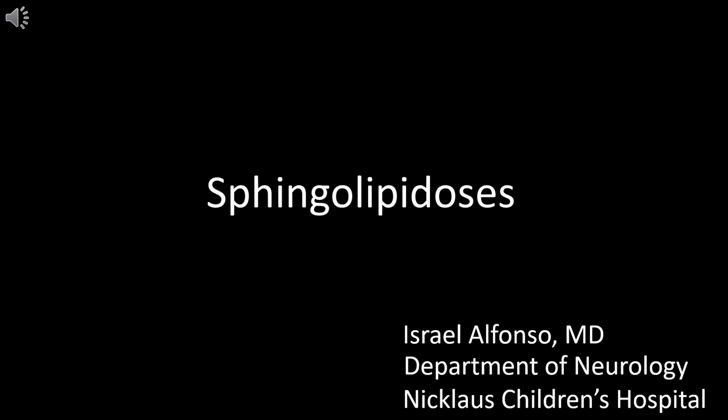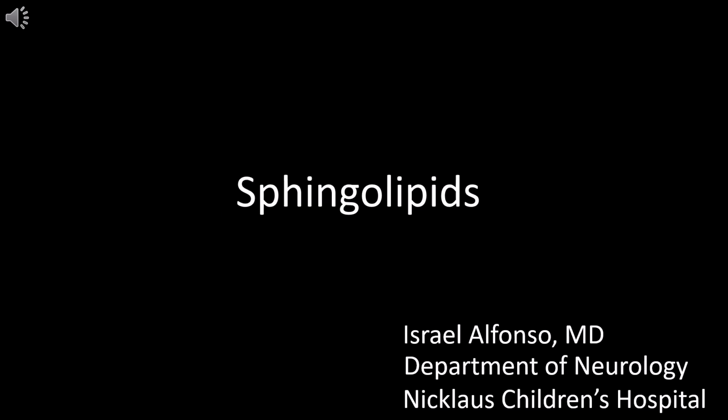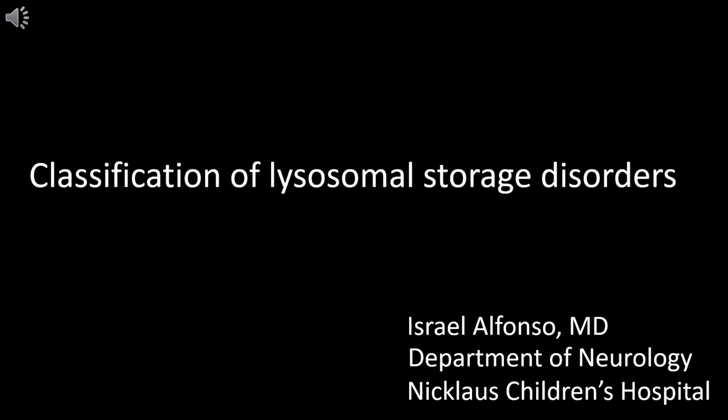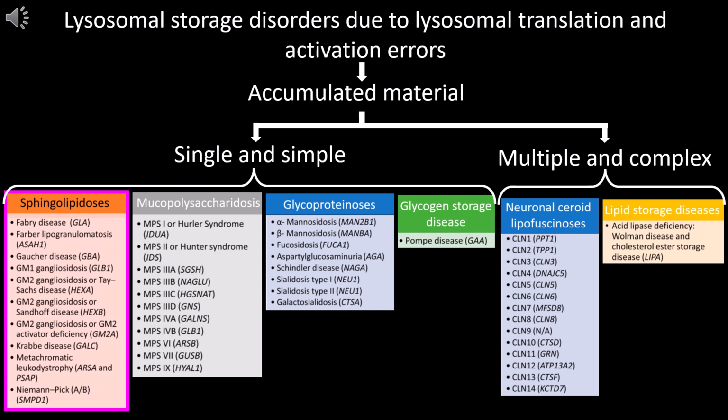lysosomal storage diseases. The talk on sphingolipids goes through the normal catabolic pathways of sphingolipids. It will get you acquainted with the basic components of sphingolipids and the steps involved in their catabolic pathways. The second video, classification of lysosomal storage disorders, places sphingolipidoses in the context of other lysosomal storage disorders.